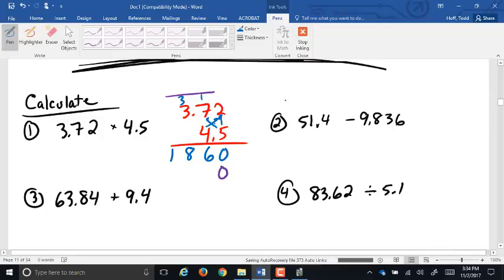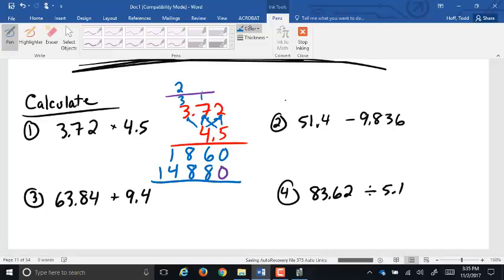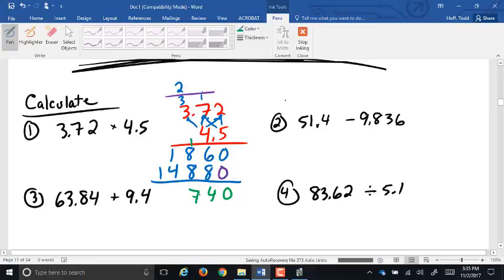So now 4 times 2 is 8. 4 times 7 is 28. And there's nothing above the line, so there's nothing carried. So 8, carry the 2. 4 times 3, 12, plus that 2 is 14. So we add, we've got 0, 14, carry the 1. So that's 16, 17, carry the 1, 6, and 1.